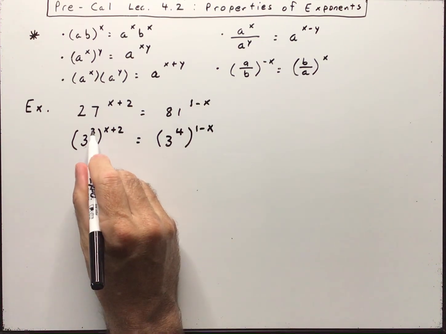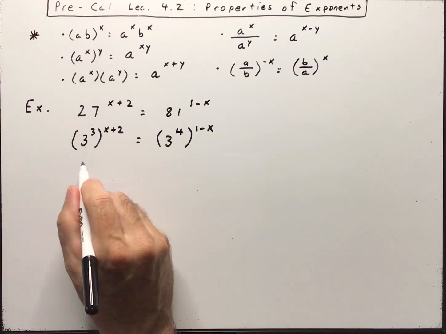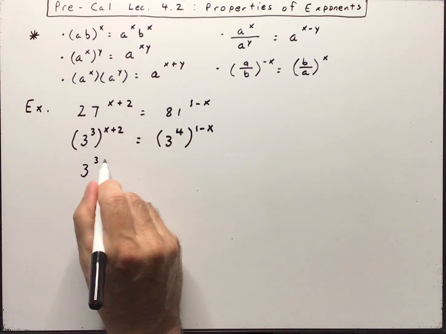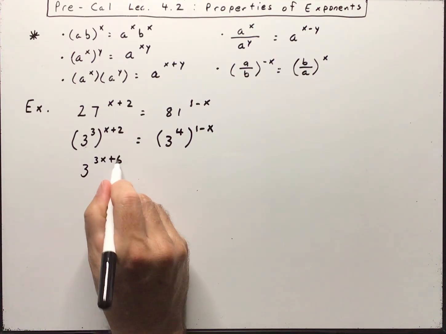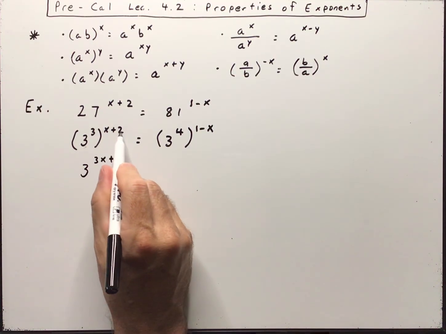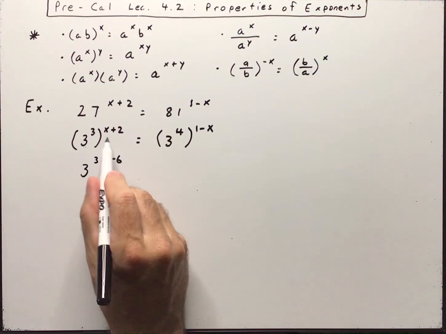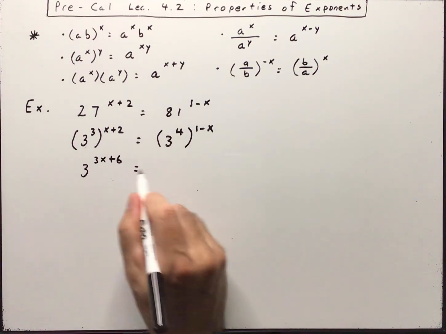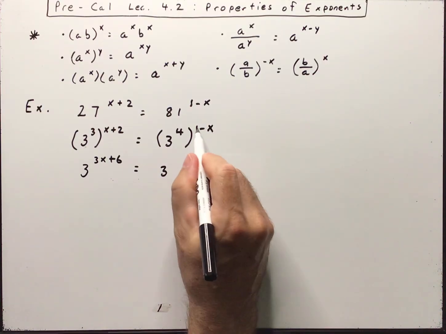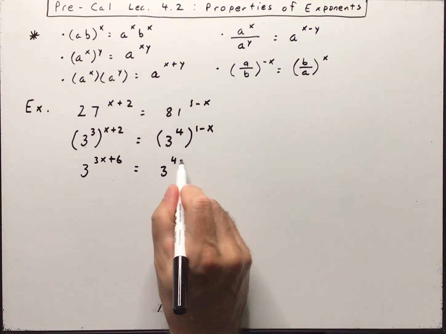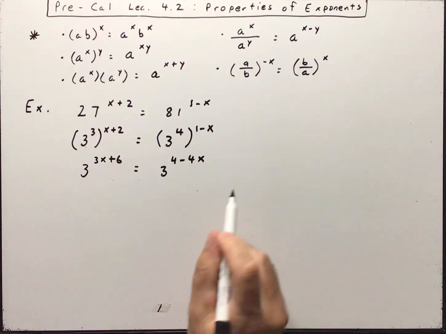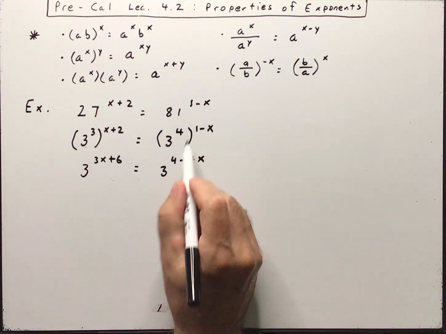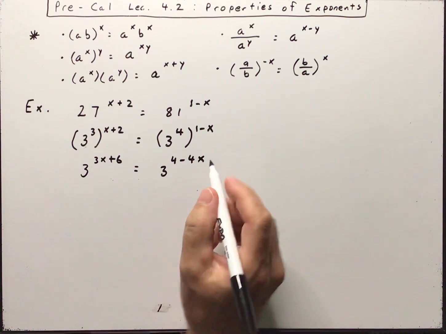Now, we multiply 3 times x plus 2. Okay, so that's 3 to the 3x plus 6. Remember, you have to distribute the 3 across both. I have seen so many times students write that as 3x plus 2, but it's 3x plus 6, is equal to 3 to the 4 times 1 minus x, which would be 4 minus 4x. You have to distribute that 4 across both of those. I've seen students write that as 4 minus x many times.